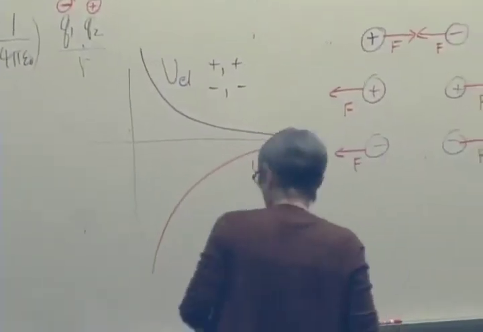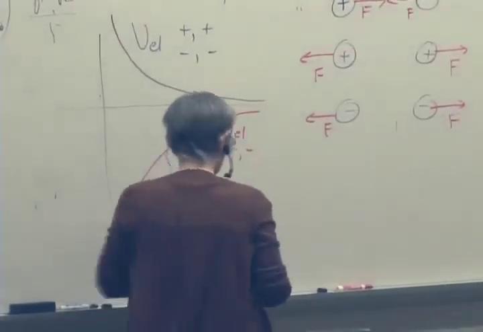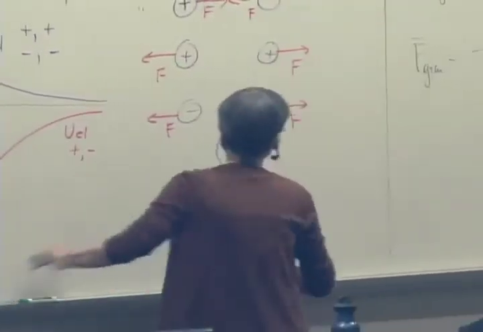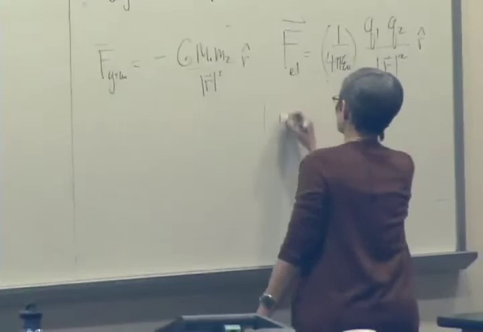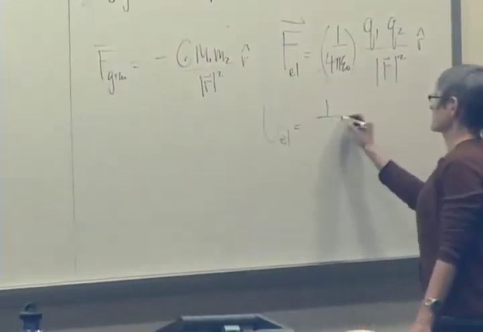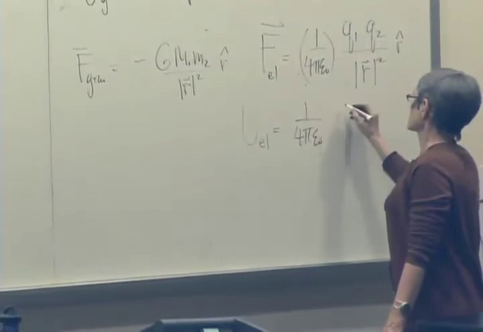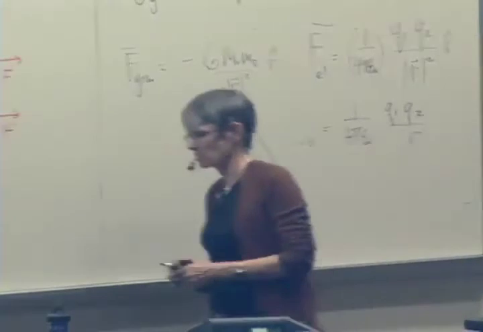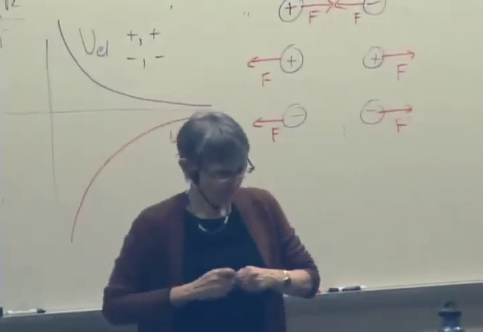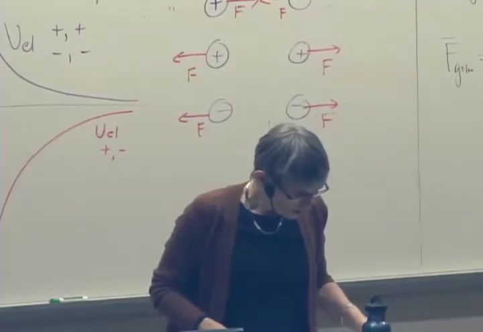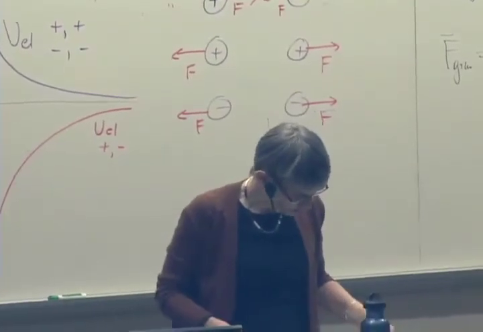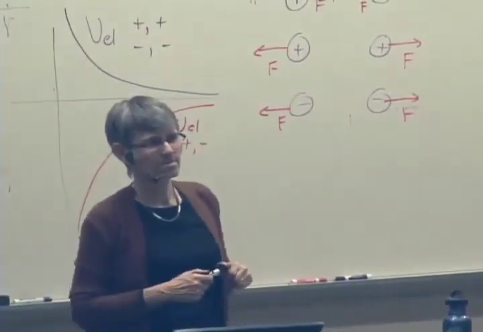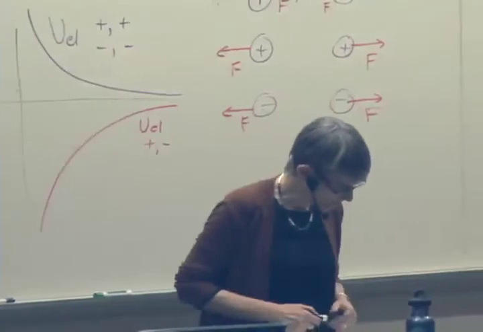So we should be able to do problems involving electric potential energy. So let's record this result over here so we can use it. U electric is 1 over 4 pi epsilon 0 Q1 Q2 over r. No minus sign. So let's do a simple problem.